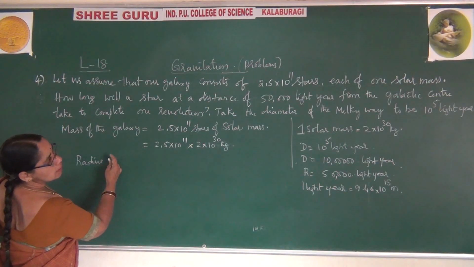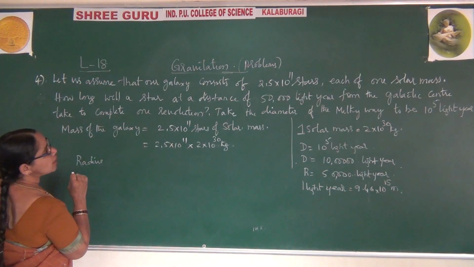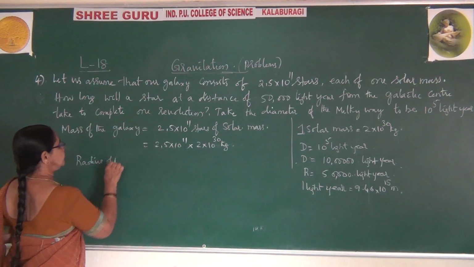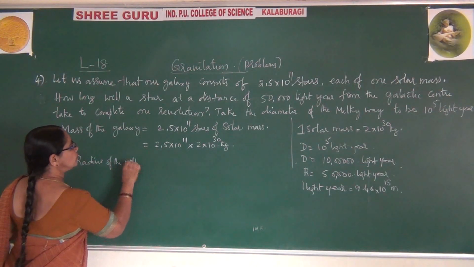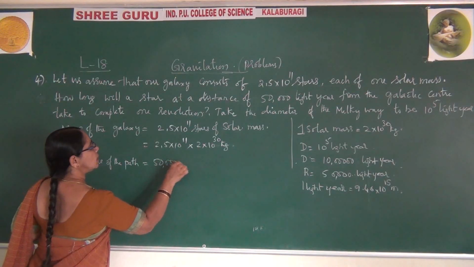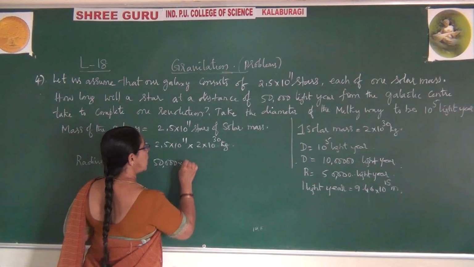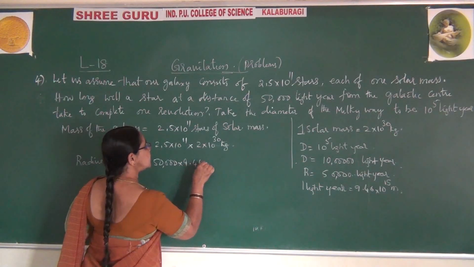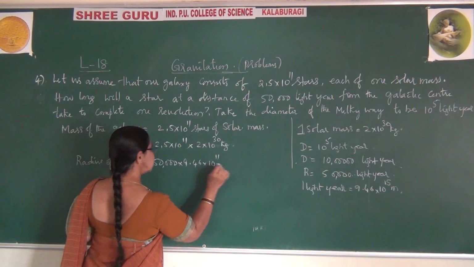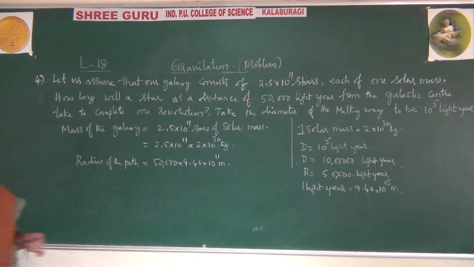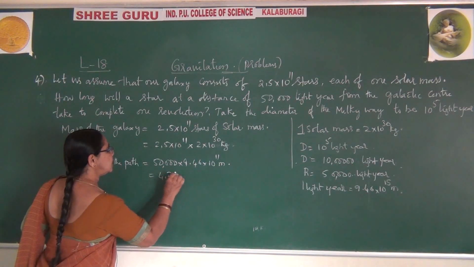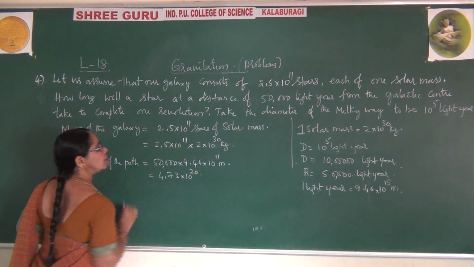How long will the star take? The radius of the path is equal to 50,000 into 1 light year, that is 9.46 into 10 raised to 11. It is written in meters. Using this, if you multiply, you get 4.73 into 10 raised to 20 meter.